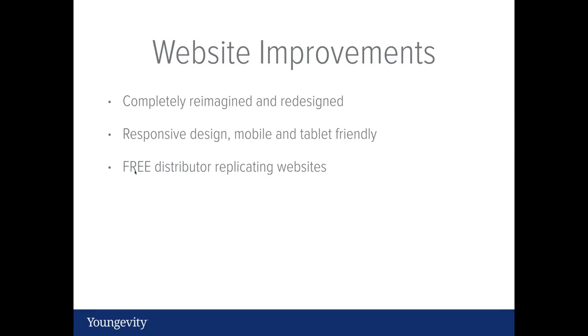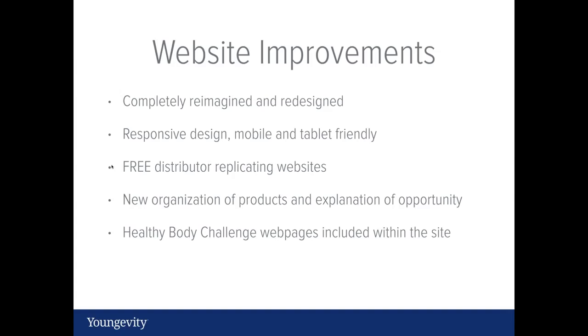Number three is we have free distributor replicating websites on this site. The way you get to it is your ID or your username .youngevitybeta.com, and that will be changed later to just youngevity.com. But they're all free distributor replicating websites, so that's something we're excited about. There's also a new organization of products and a new explanation of the opportunity on this website. We spent a lot of time trying to figure out the best way to communicate all the different products and services that Youngevity offers, and then especially how we communicate the opportunity of Youngevity.